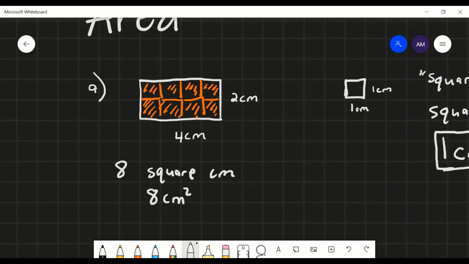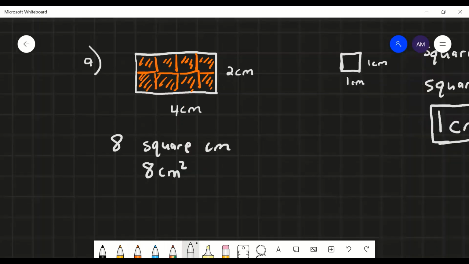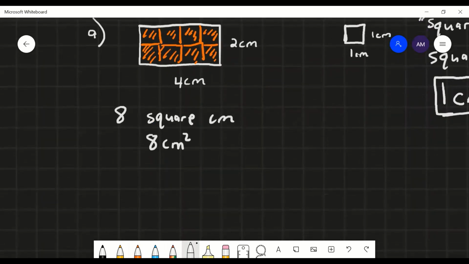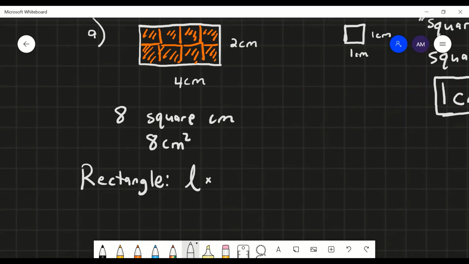But I don't want to have to count squares every single time I do these, especially when they get more complicated. It's better to have mathematics to do this for us. So it turns out that with a rectangle, this works for rectangles, it's the length times the width, or the width times the height. There's many ways to think about this. It's basically the length of one side times the length of the other side.